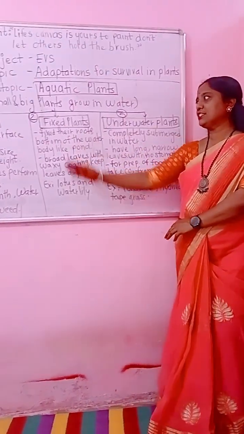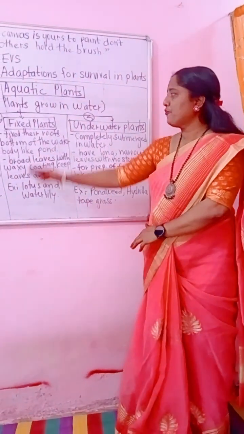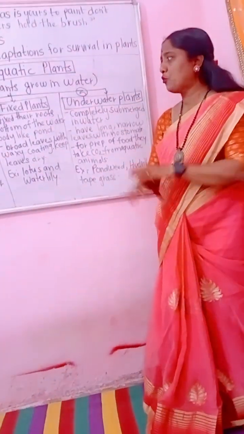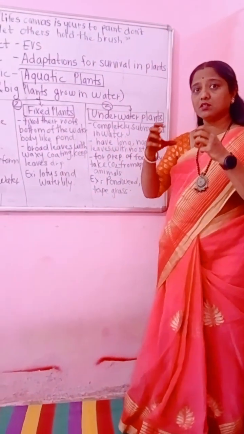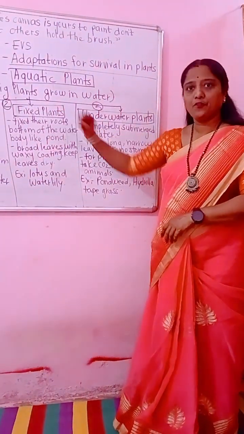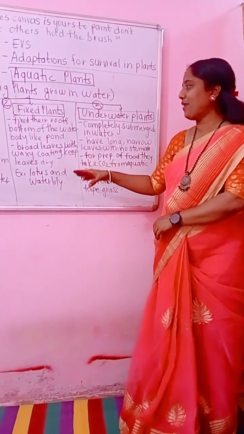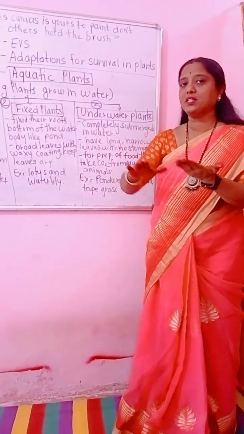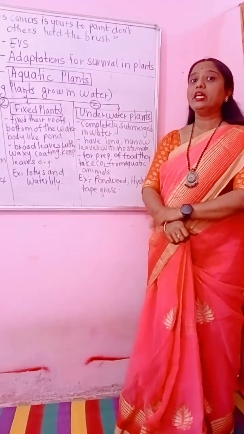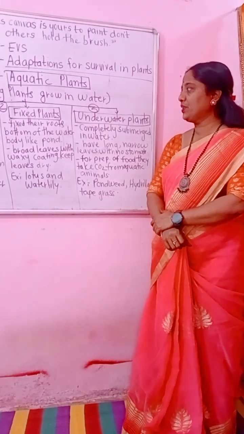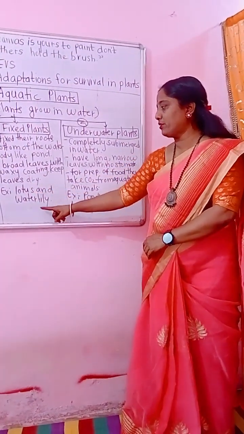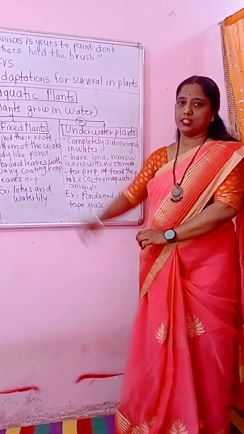Now, the second one is the fixed plants. Fixed plants fix their roots in the bottom of the water body, like a pond. They stick their roots in the water body. That is why they are fixed, and that is why they are called fixed plants. They have broad leaves with a waxy coating, and because of the waxy coating the leaves are kept dry and clean. For example, lotus and water lily are examples of fixed plants.